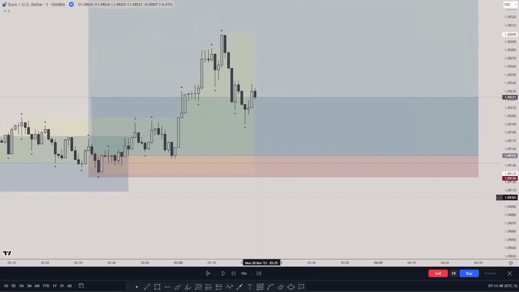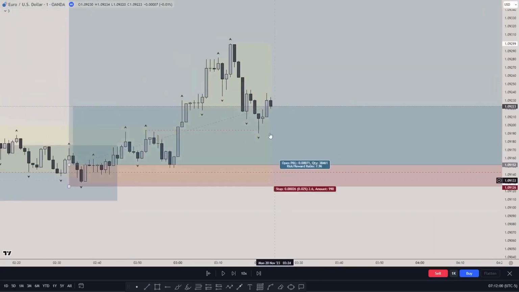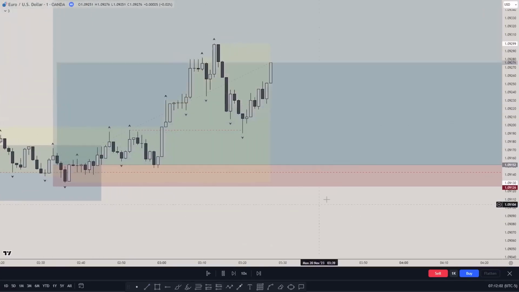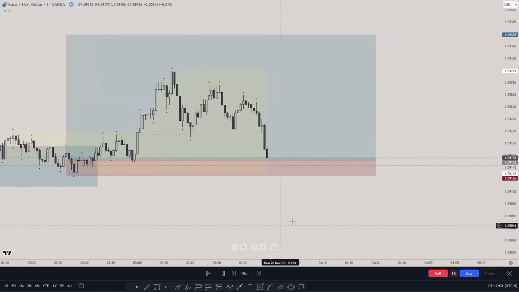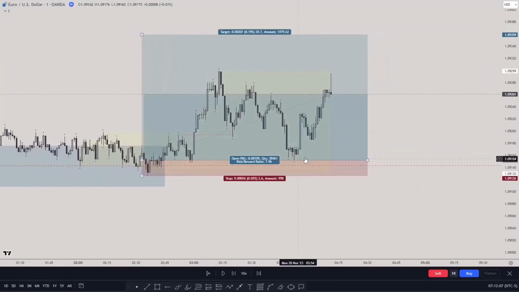What do we see here? An old high taken with a displacement and a fair value gap. Where is the overlapping? Right here. This is the overlapping. Where does price react from? Right here. So you could have entered this one, and you see price went up, and then it comes back to my entry. I did not move my stop loss to break even in this case.